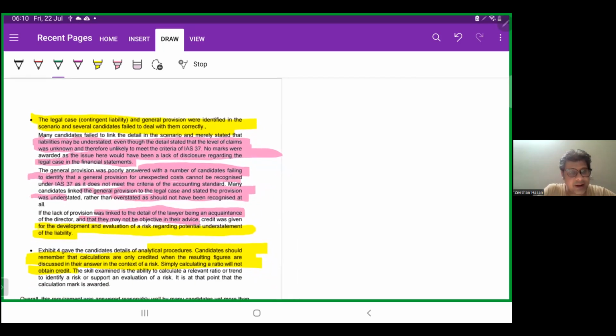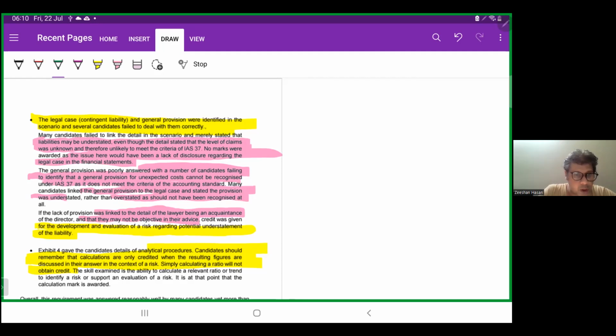A legal case with a contingent liability and a general provision were identified in the scenario, and several candidates failed to deal with them correctly. Many candidates failed to link the detail in the scenario and merely stated that liabilities may be understated, even though details state that the level of the claims was unknown and therefore unlikely to meet the criteria of IAS 37. No marks were awarded, as the issue would have been a lack of disclosure regarding the legal case in the financial statements.